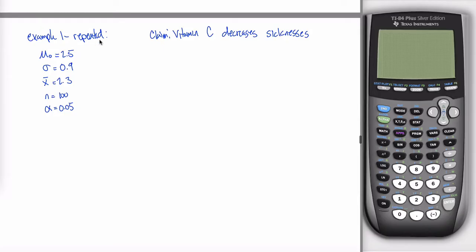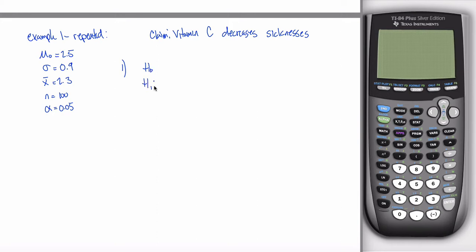So repeating this example, the claim is that vitamin C decreases sickness, and the relevant information is: mu naught, the population average baseline value, is 2.5; sigma, the standard deviation, the spread of the parent distribution, is 0.9, that's also a population parameter; x bar, the sample average of the 100 kids who took vitamin C, is 2.3 times sick on average; and our level of certainty corresponds with an alpha value of 5%, because 100% minus 95% gives us this 5%. If I asked you this on a test, it would be 4 steps. Your first step is to state your null and alternative hypotheses.